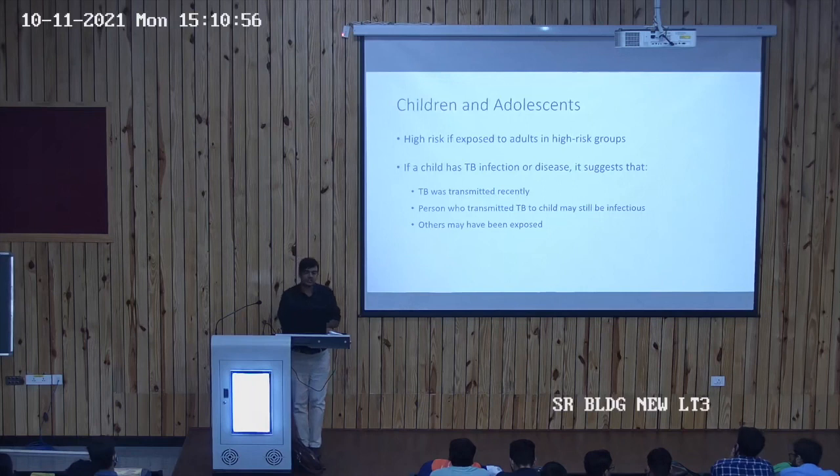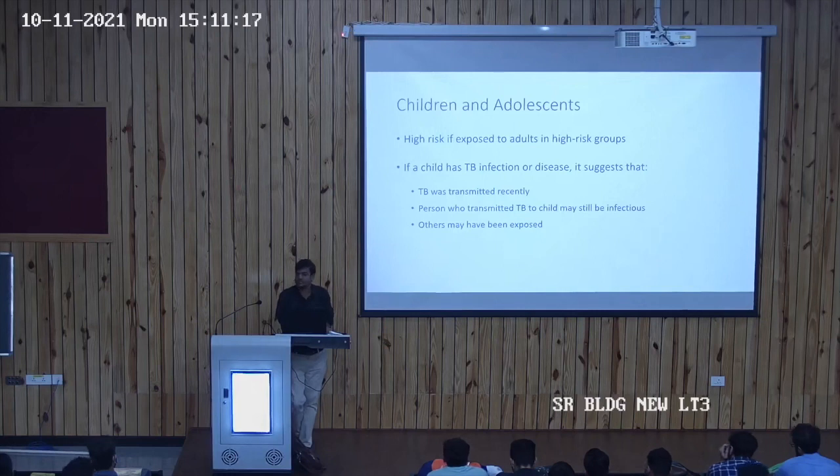Children and adolescents are at high risk if they are exposed to any adult who belongs to the high risk group. If a child has TB infection or disease, it suggests that TB was transmitted recently. The person who transmitted tuberculosis to the child may still be infectious, and others may have been exposed. So if you are looking for a child, then search in the family also.